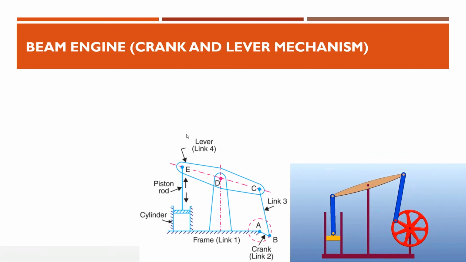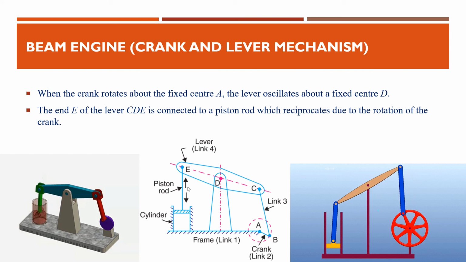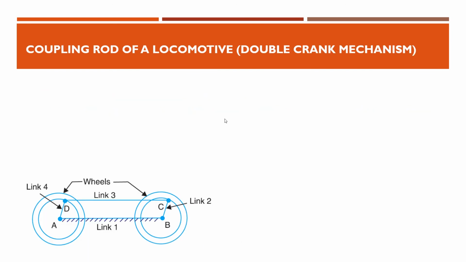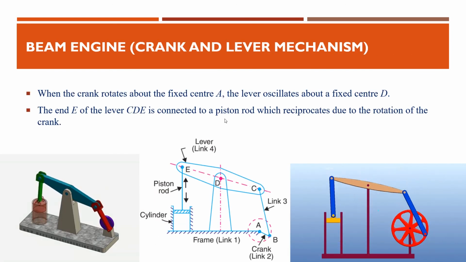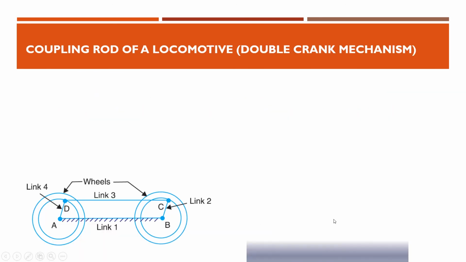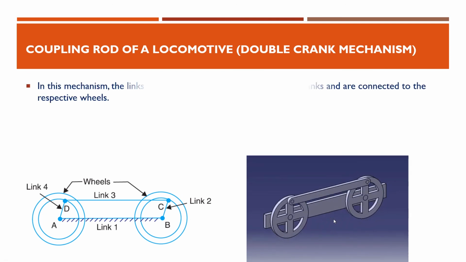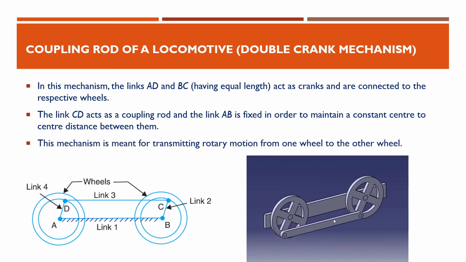Like if we take this first one, the beam engine, you need to draw this figure, then name all the different links, and finally state the function of this mechanism. The basic function of this mechanism is to convert rotary motion to reciprocating motion. Same is the case here also. It is called a double crank mechanism because there are two cranks, and the basic function is to transmit the rotary motion from one wheel to another.